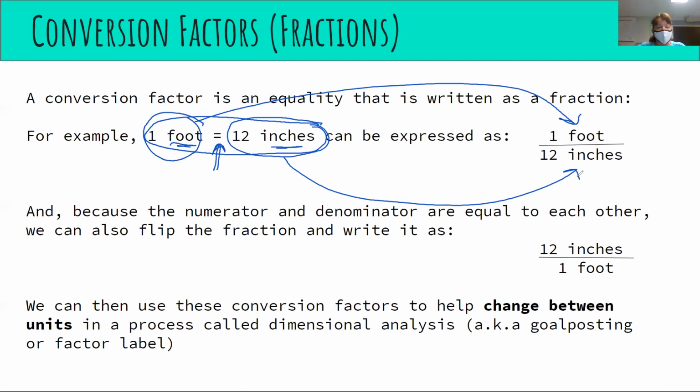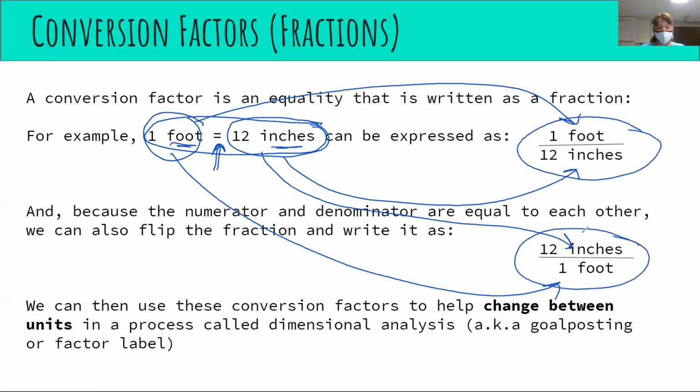And because they are equal to each other, it doesn't matter which one goes on the top and which one goes on the bottom. So we could take the 1 foot and write it on the bottom if we wanted, and the 12 inches and write it on the top. Okay, so there's 2 possible fractions, which we call conversion factors because they're where the conversion is going to take place. It's going to allow us to change units. Okay, and we'll talk about the math behind that.